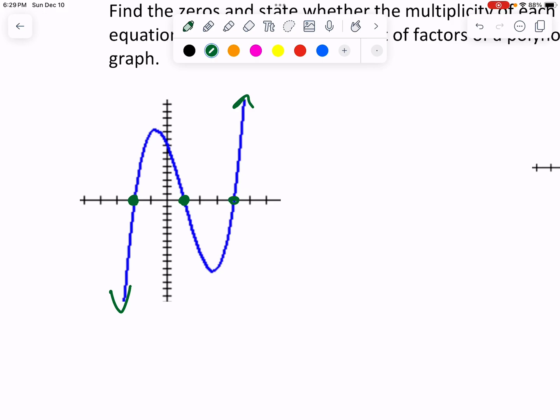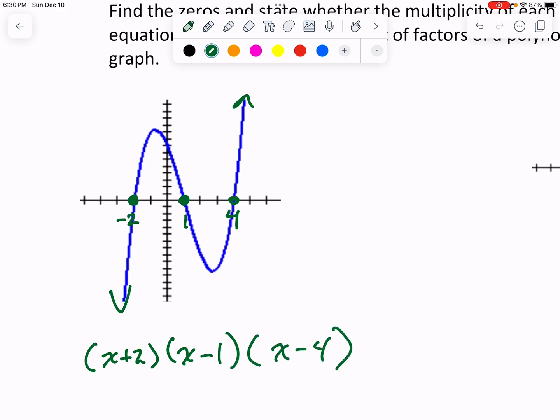We can see that the graph touches the x-axis at -2, 1, 2, 3, and 4. Each of those will make a factor. Those are the numbers that will make it equal 0. X plus 2, because -2 makes that equal 0. X minus 1, and x minus 4. I have 3 factors.